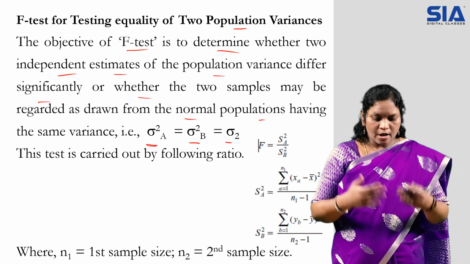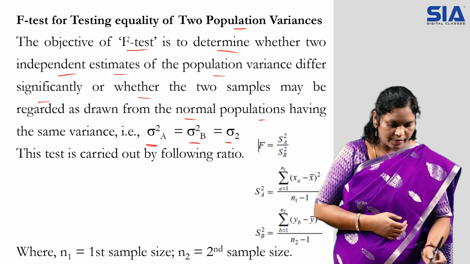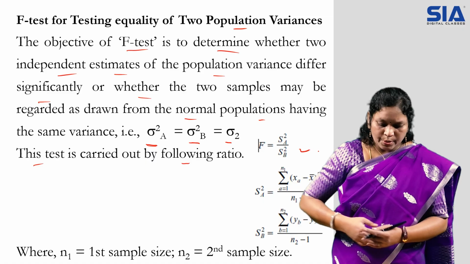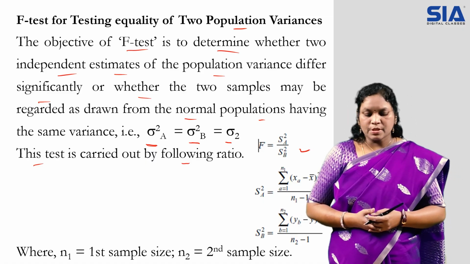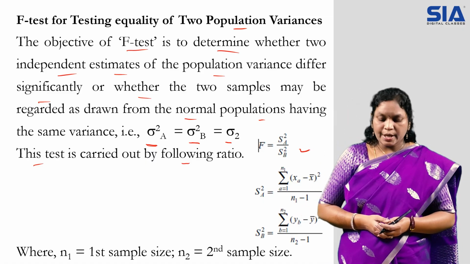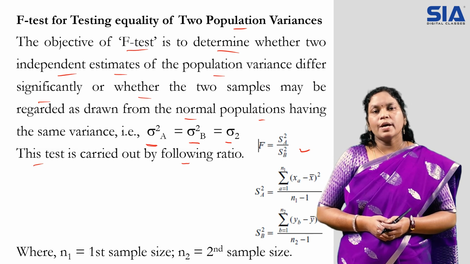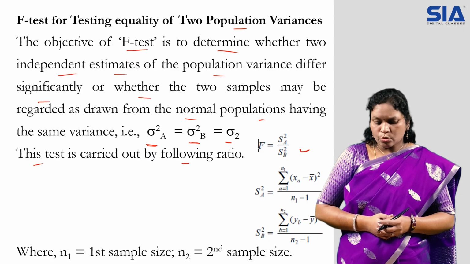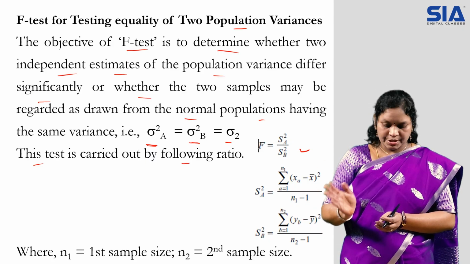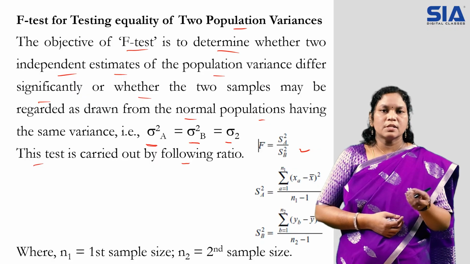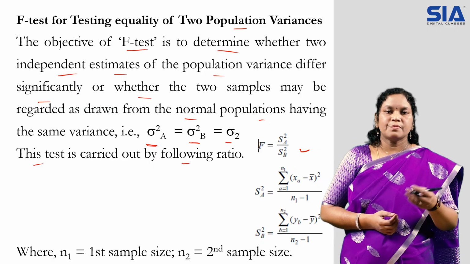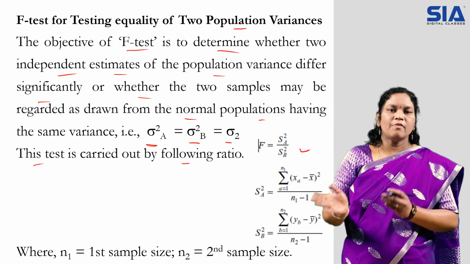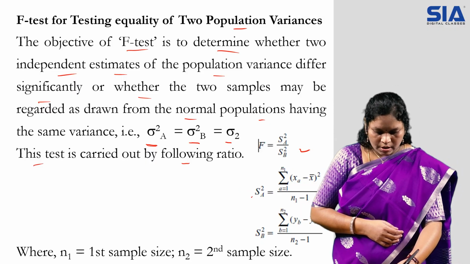So let us check how the ratio goes on for this. This test is carried out by the ratio F is equal to SA square by SB square. Now, what are SA square and SB square? SA square is nothing but our population variance formula itself. According to the F-test we are making little changes, because two variances are considered, one with set A and one with set B. So let us give the notations for the same variance formula.